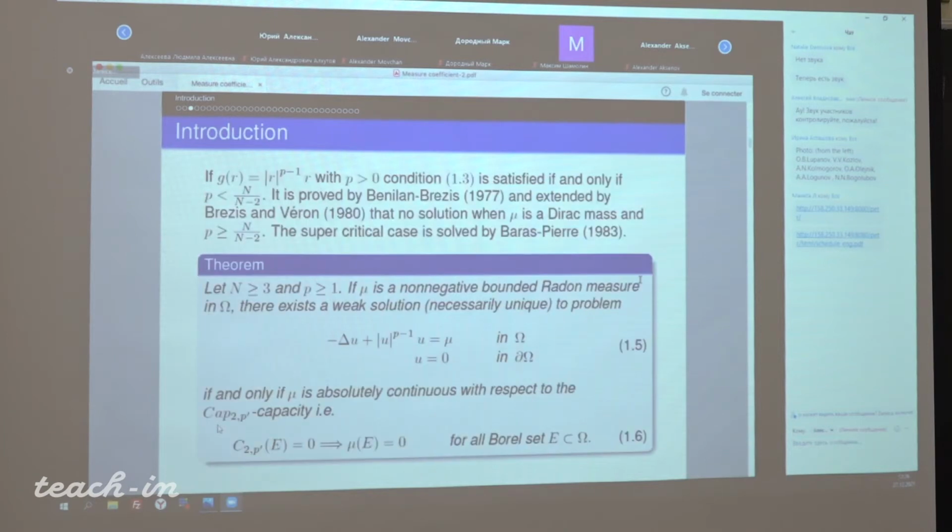Now, if G of r is |r|^(p-1) times r with p positive, then the integral condition is satisfied if and only if the exponent p is less than n over n minus 2. And Benilan and Brezis in 1977 proved that for a Dirac mass it was not possible to solve the problem for p in the range above n over n minus 2.